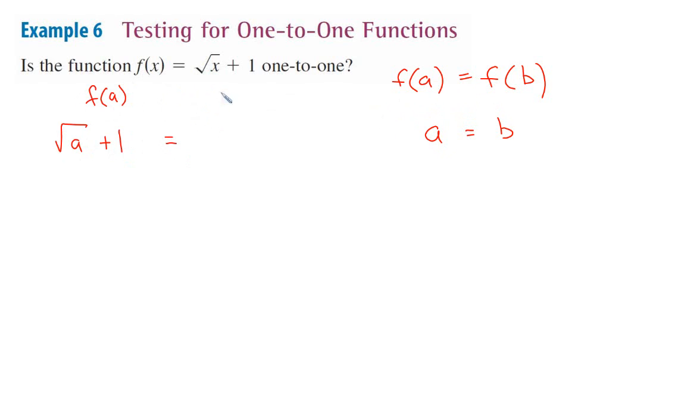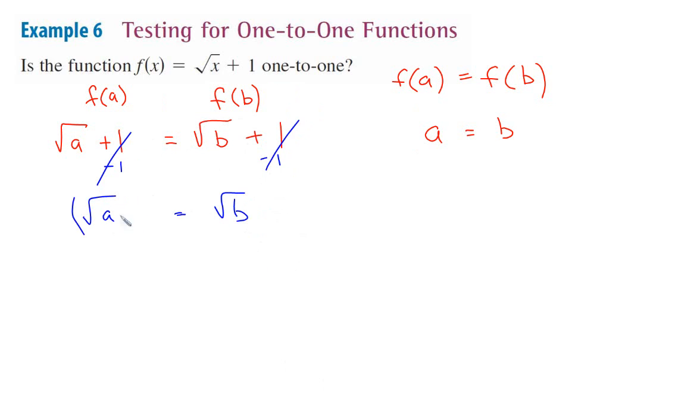Does that equal f of b? In the same function, we replace x with b, so the square root of b plus 1. If we start doing algebra, we subtract 1 and get the square root of a is equal to the square root of b. Then if we square both sides, we end up with a equals b. So if you end up with a equals b, that means this function is one-to-one.